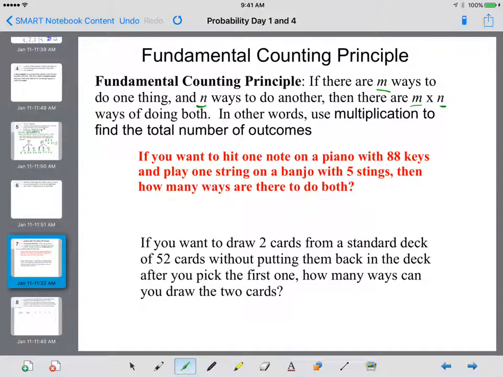In the red, it says, if you want to hit one note on a piano with 88 keys and play one string on a banjo with 5 strings, then how many ways are there to do both? Now, I don't want to name all 88 keys. So, if I want to hit a note with 88 keys, I have 88 ways to do that. There are 5 ways to play one string on a banjo. So to do both, there are 88 times 5 ways, which would be 440 ways.